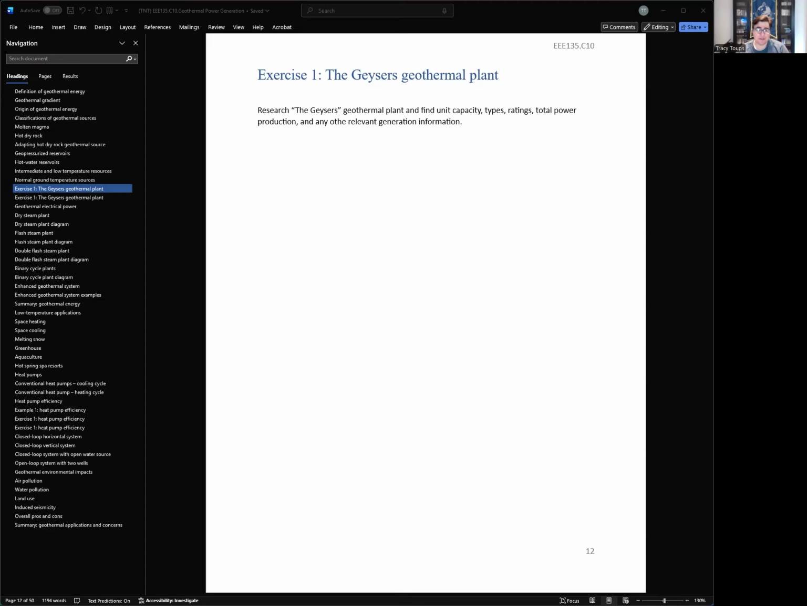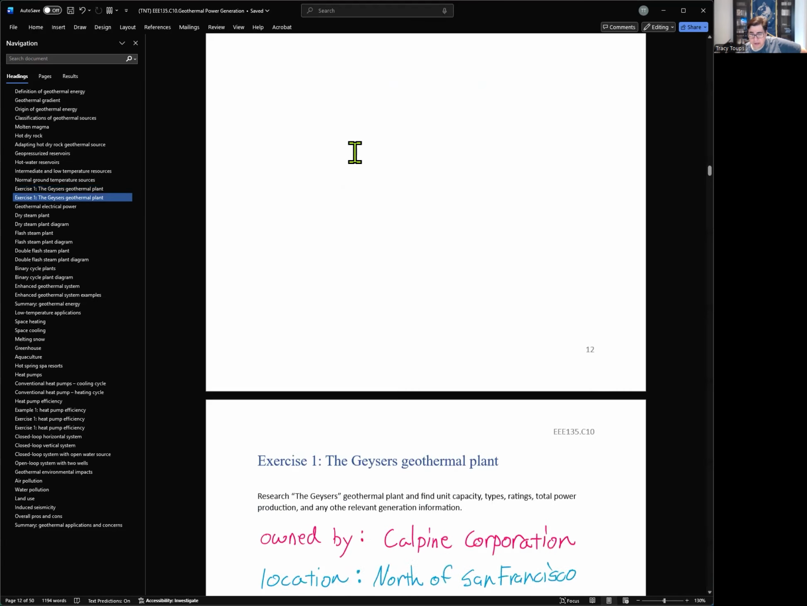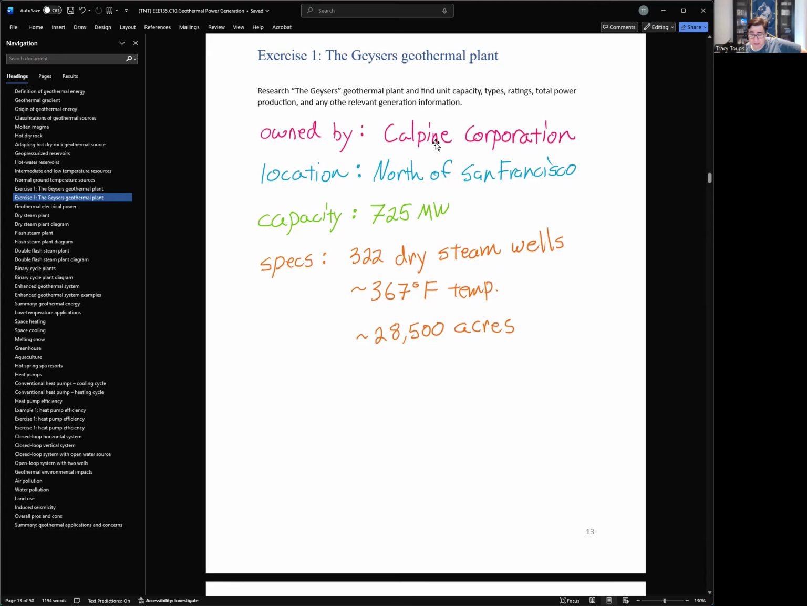All right, hello everybody. Welcome back to EEE 135, Chapter 10, Geothermal Energy Sources. Here we're going to review the Geysers geothermal plant and what it's about. Basically, it's owned by Calpine Corporation. I believe it's about 85 to 90% owned by them, with very small stakes held by NCPA and a few others, who I guess just have a say on the board. But the majority is Calpine Corporation.